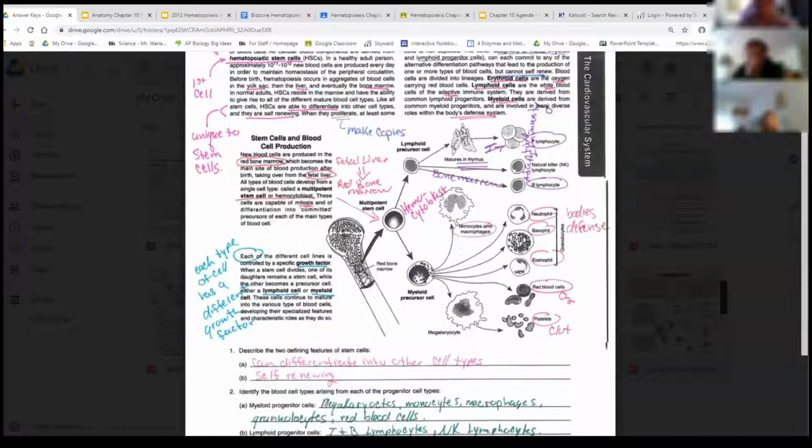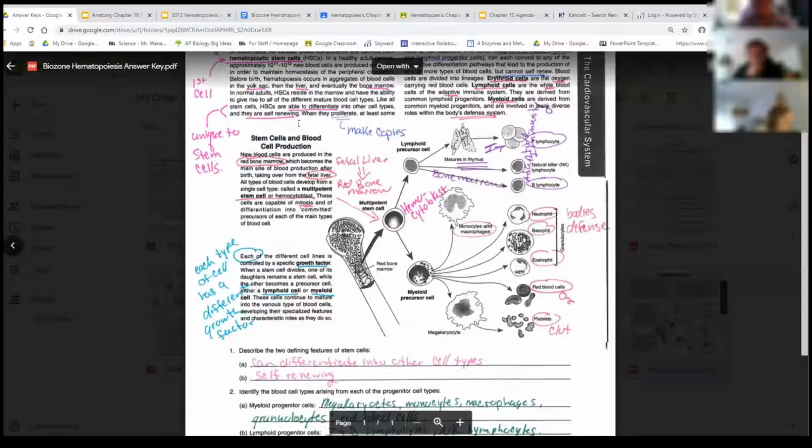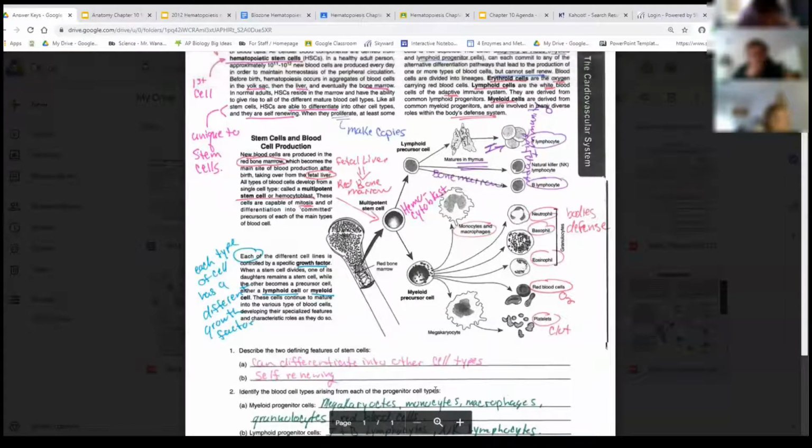So typically we would do that. I would call on you, but I have the answer key right here, so I might as well just show you. Describe 2 defining features of stem cells, so what makes them different or unique from other cells, which I found right here. They can differentiate into other cell types, and they're self-renewing, so they can make more of themselves.